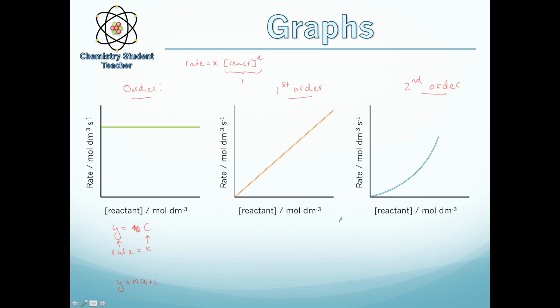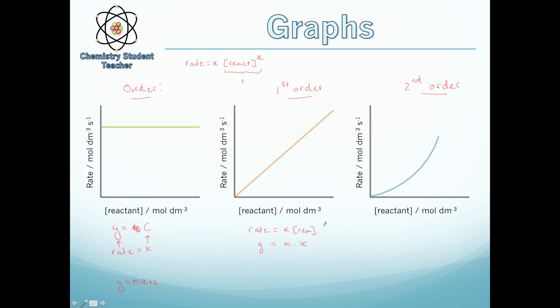Now if you look at the same thing but for first order, well, we get a straight line like this. That's because when X equals 1, it's just the same as the concentration of reactant. So now we've got rate equals K times the concentration of the reactant. Now that's a bit like a y equals mx graph, isn't it? An m times x. Because this is the x value, the reactant, and K is the m, so it's a bit like a gradient.